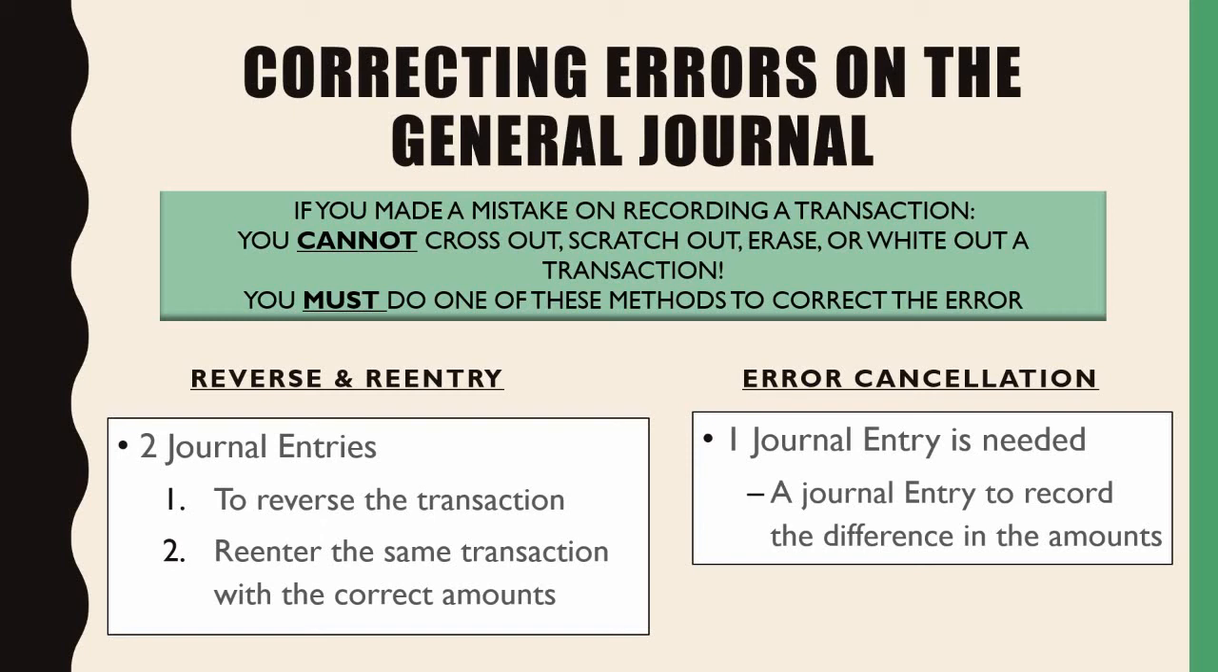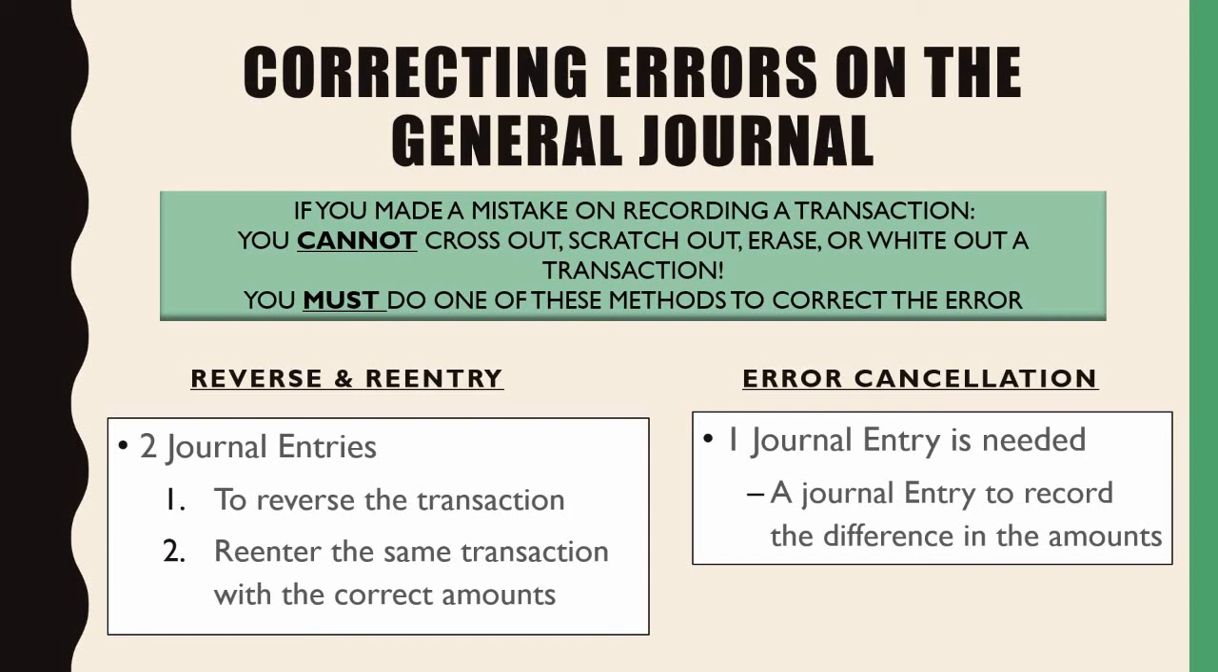Therefore, in order to edit the information, you're just going to add a new transaction in there to fix your mistake. So there's two ways that we're going to be learning. All right? The first one is the easiest one, and it's the most common one to use. It's called the reverse and the reentry method. And then we have the error cancellation method, which is more for advanced users, but this one has a lot of brain power that you do need to use.